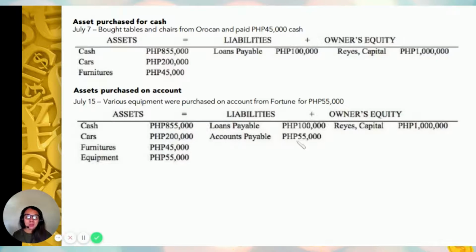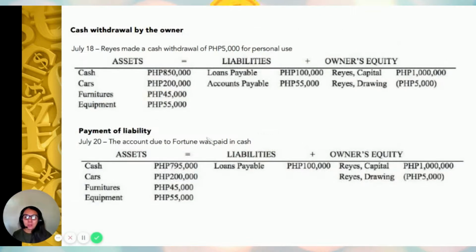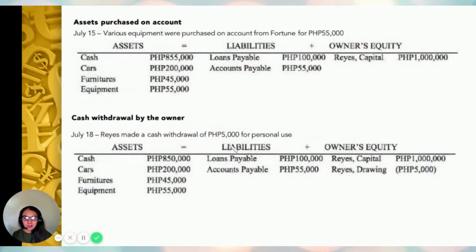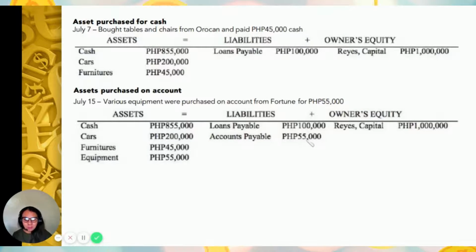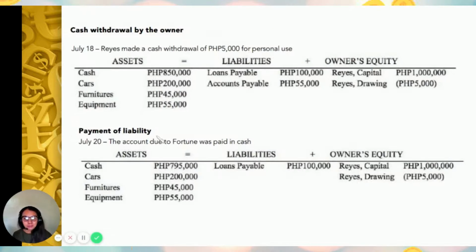That's why we had accounts payable on this side. Now, we're going to pay for that liability. On July 20th, the account due to Fortune was paid in cash. If we paid in cash and the amount that we recorded before in the accounts payable was 55,000, that was the amount of the equipment, right? That means we're also paying cash of 55,000. So from 850,000 less 55,000 payment for Fortune, now our cash balance is 795,000.